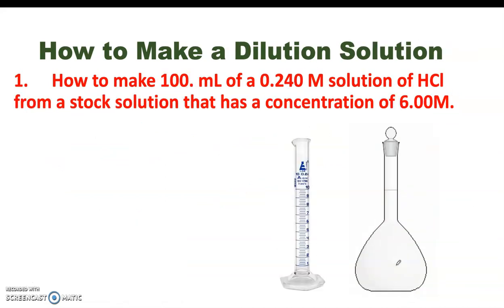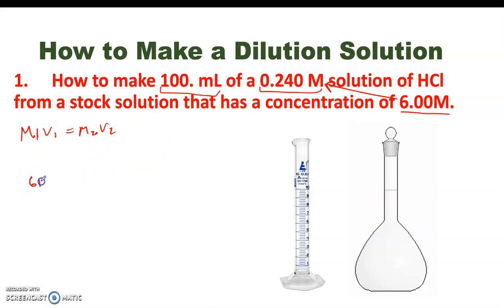And here's how to make a dilution. So it says I need to make 100 milliliters of a 0.24 molar solution. I've got a stock solution that has a concentration of 6 molar. So I need to dilute this 6 down to 0.24. So I've got my M1 V1 equals M2 V2.